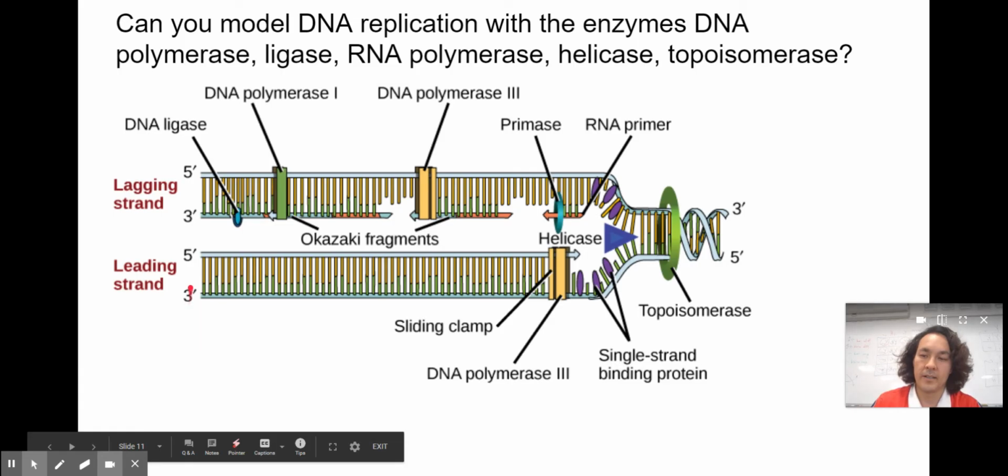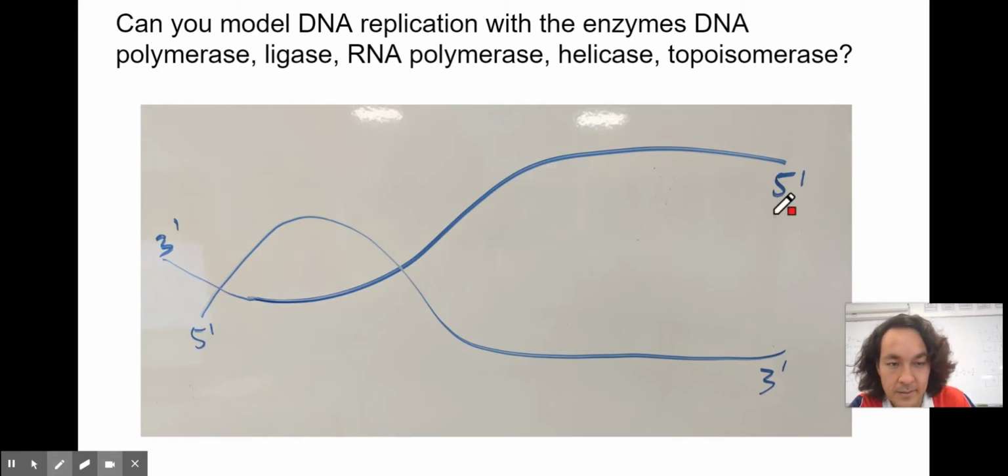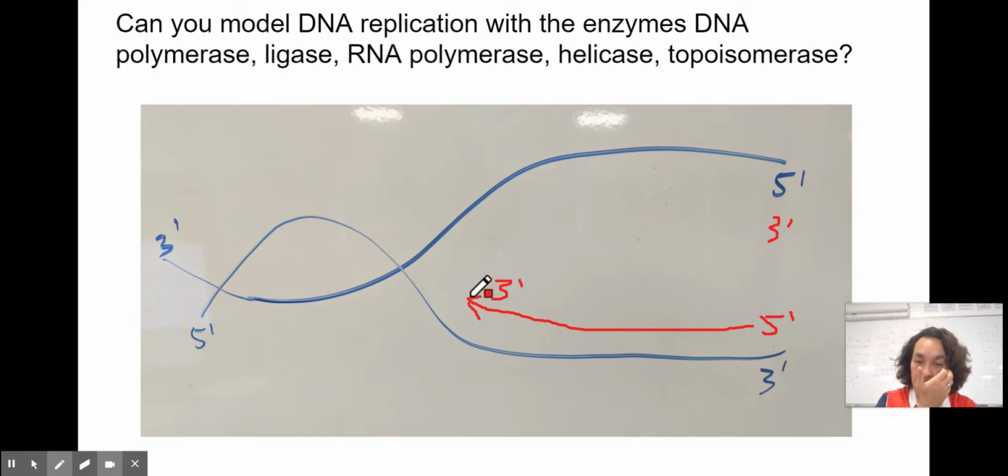And so one of the progress check problems really had you draw this out. So could you do it here? Right? And so let's see real quick if I can use my drawing. This is 5', so this would need to be 3'. Here's 3', so this would be 5'. 5' to 3' works fine. 5' to 3', so this is going to be the leading strand. This is the lagging strand, right? It has to go in this direction towards the 3'.